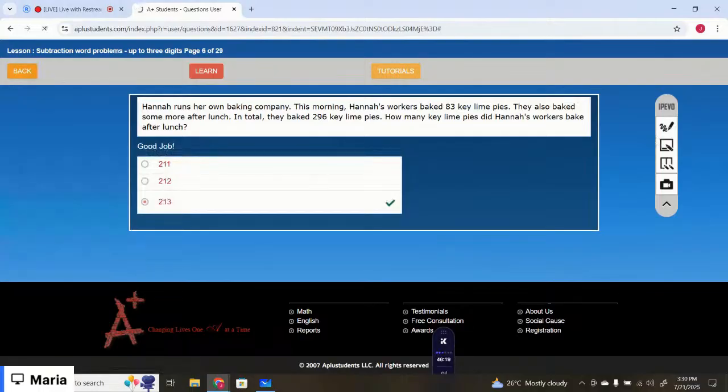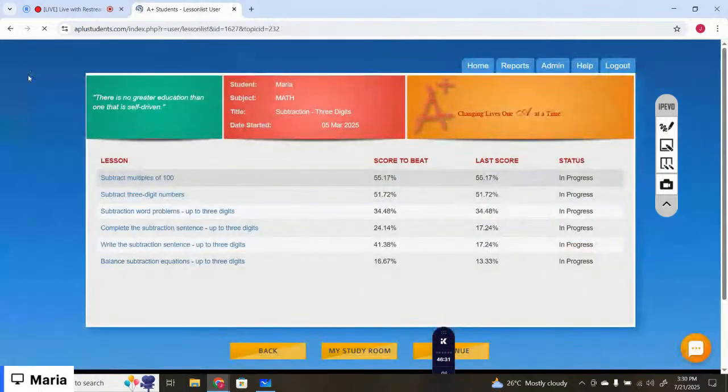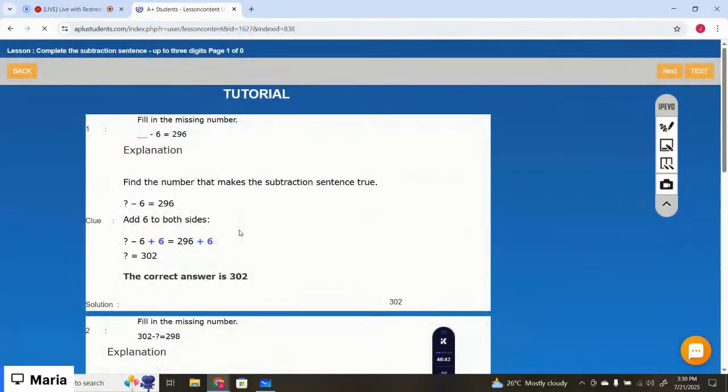Okay, you can complete the lesson by yourself later today. Let me just move on to the next lesson. That is, complete the subtraction sentences up to 3 digits. Fill in the missing number.